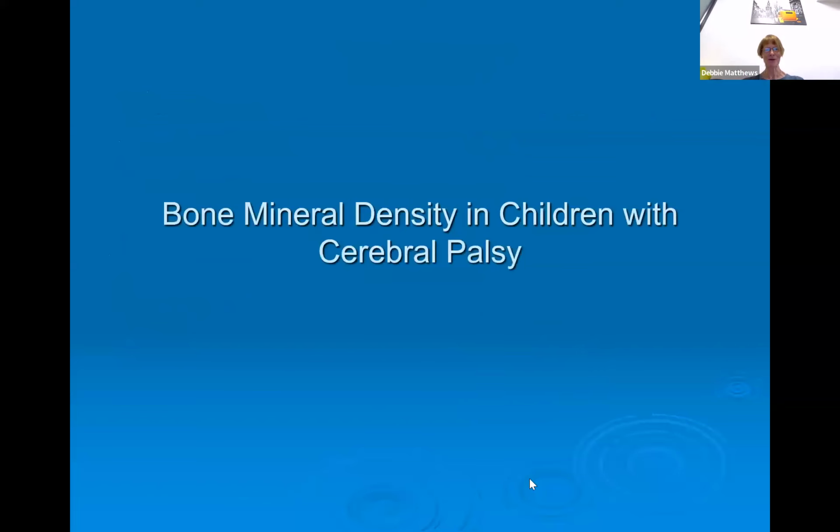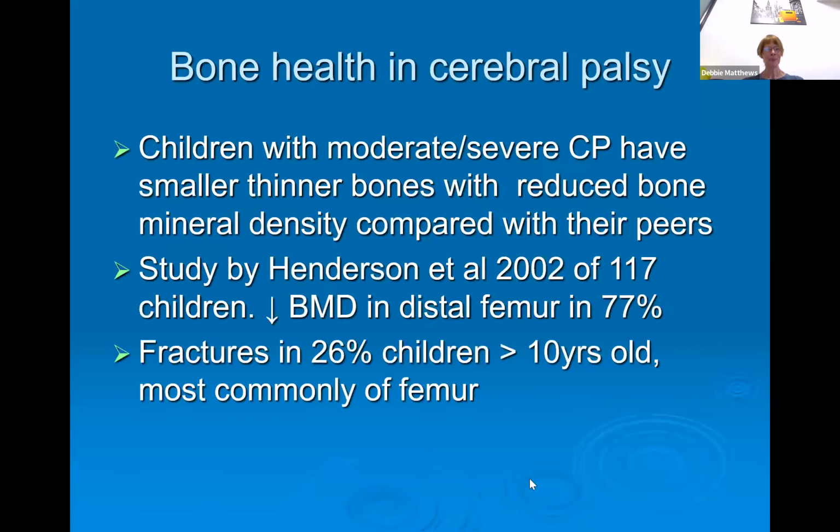So what we have here is central precocious puberty in a boy with newly diagnosed cerebral palsy, so something to just be aware of. I just want to talk now a little bit about bone mineral density in children with cerebral palsy. Children with moderate to severe CP have smaller, thinner bones with reduced bone mineral density compared with their peers.